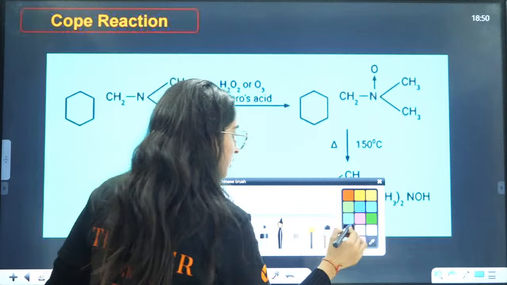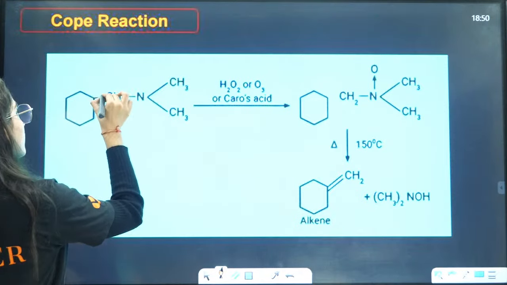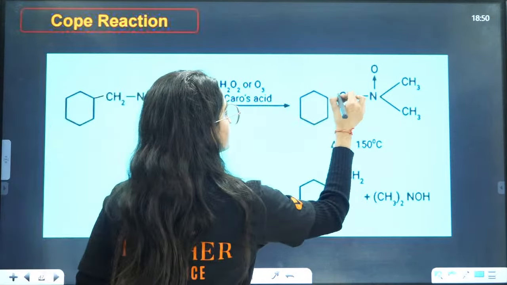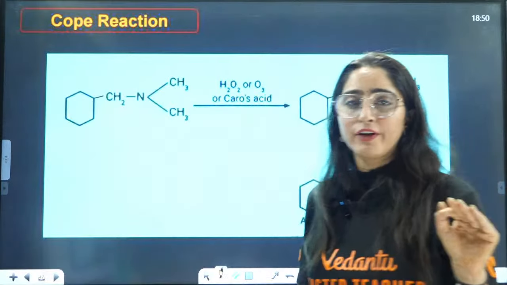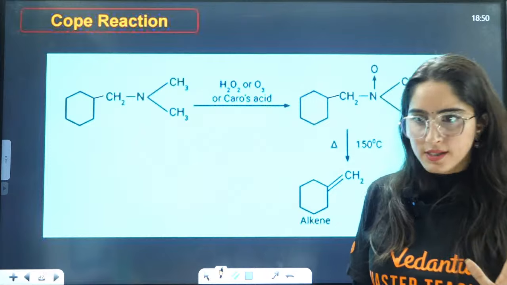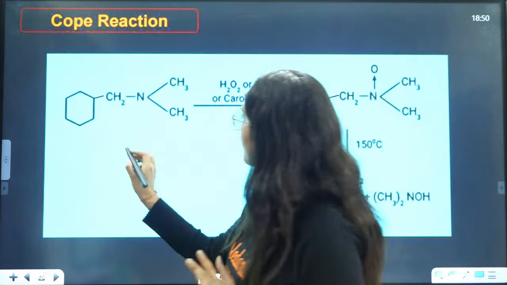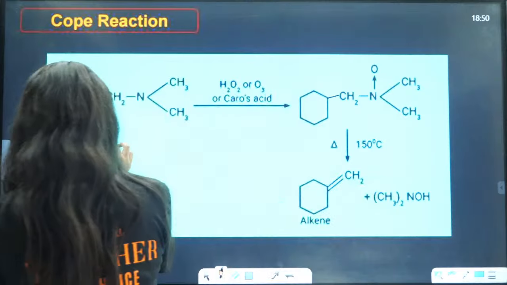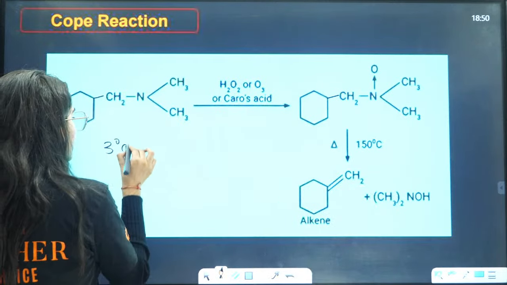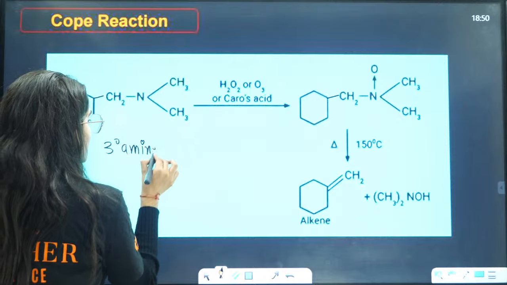Now, firstly, the identification is you need to have tertiary amines here, right? If you have tertiary amines, we know that this is a 3 degree amine only.